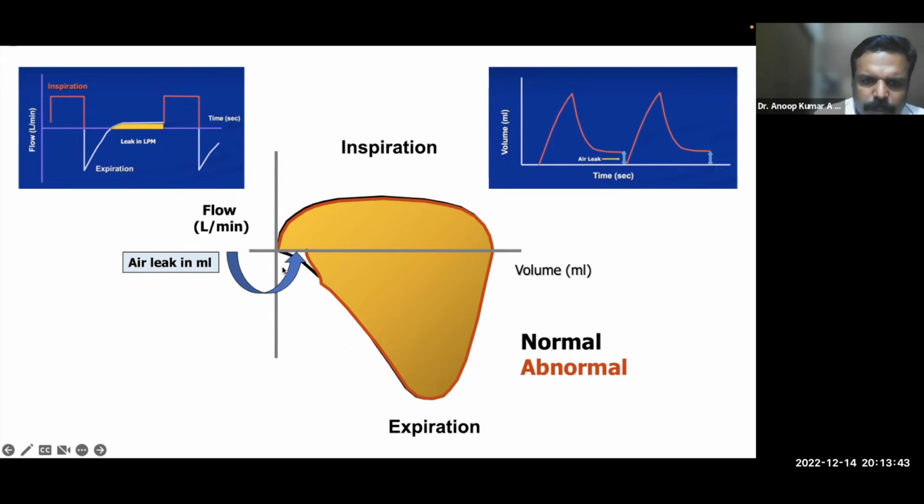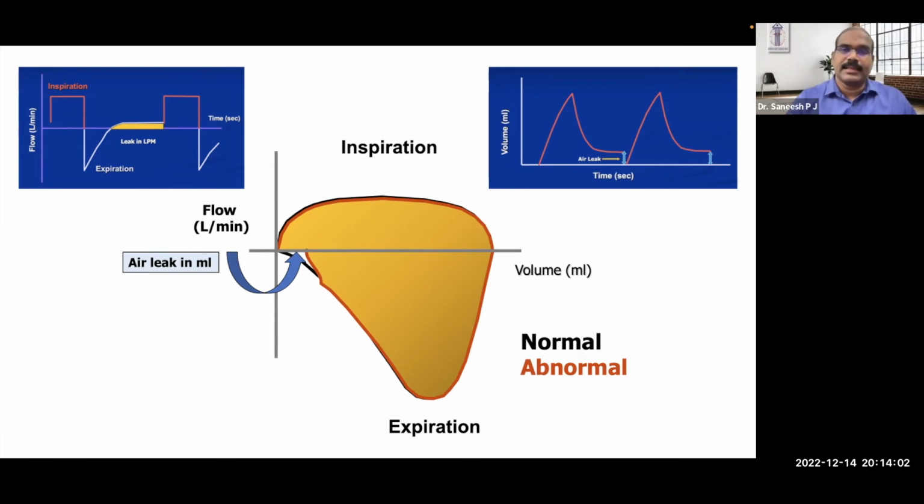So the auto PEEP and the air leak are a bit confusing in this flow volume loop, but it's very easy to understand as well. Always keep in mind, if it is touching here, it is auto PEEP. If it is touching early, that means there is an air leak. Okay, so we'll revise with the other flow versus time scalars also.